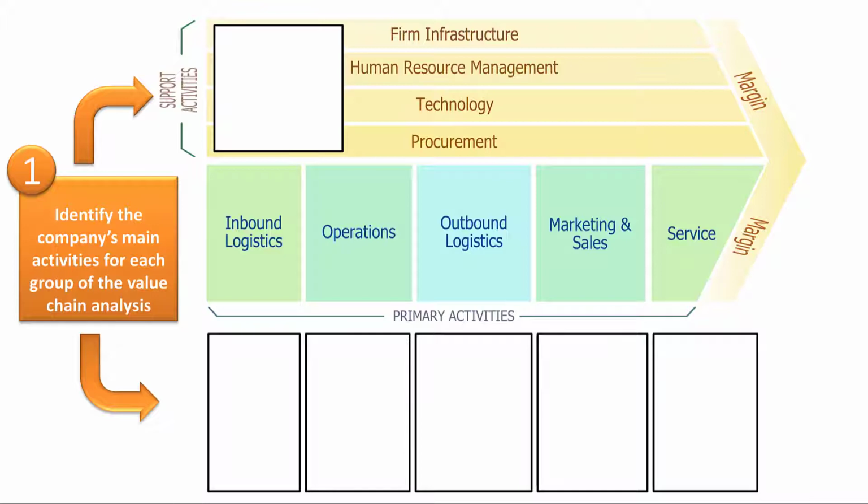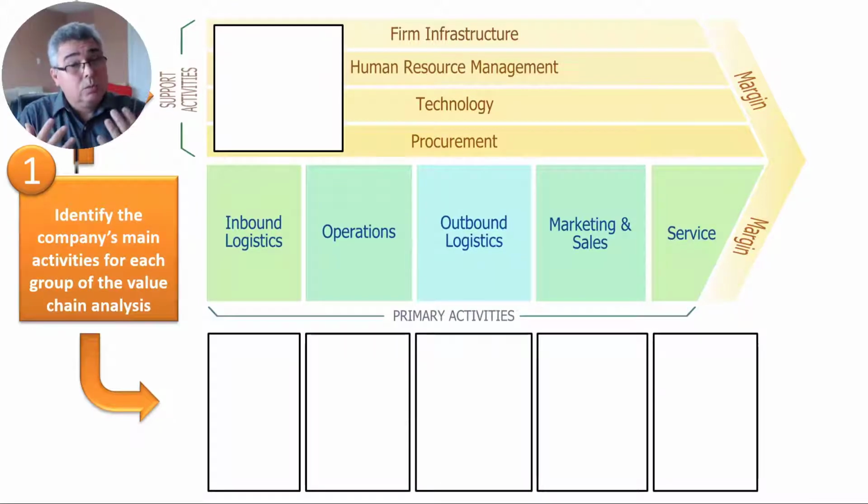If I'm talking about supporting activities, I try to identify activities and resources related to the firm infrastructure. I will try to understand activities related to human resources. I will try to understand activities related to technology. I will try to identify and list activities related to procurement. The same thing is usually recommended to be done on the primary activities.